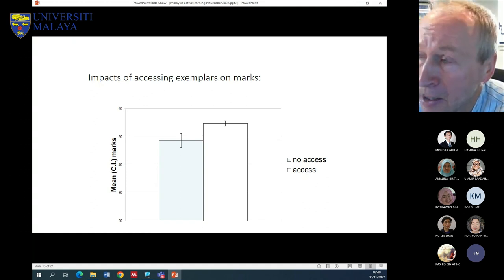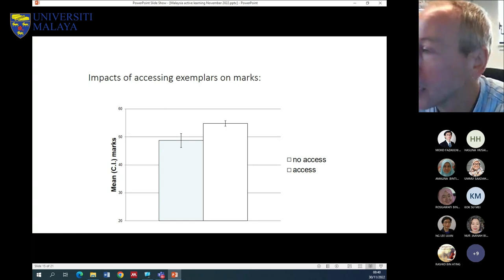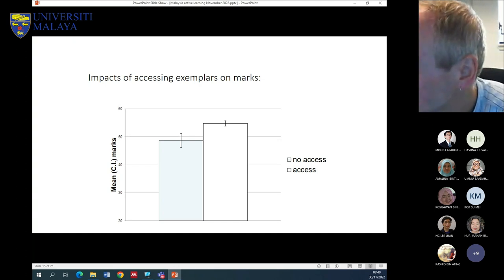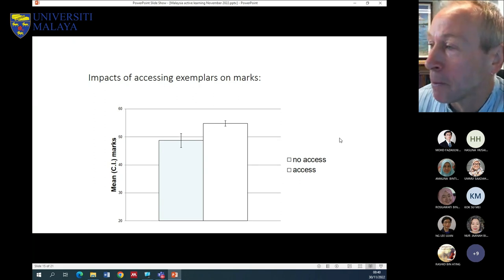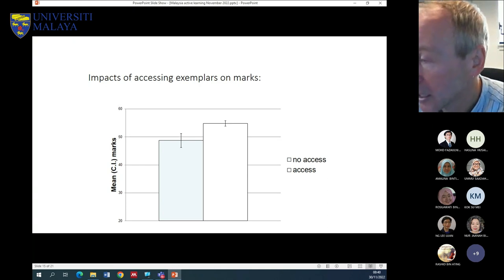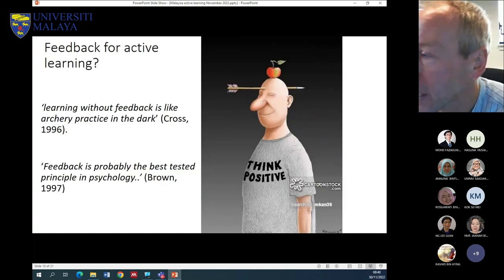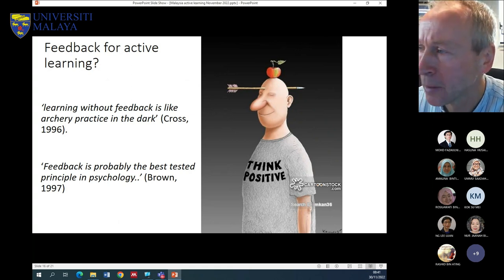And there's a highly significant difference here in the marks that the students achieved in their end of module assessments. Of course, this is confounded a bit because the better students, the more motivated students, are more likely to access those resources. So it's not perfect evidence, but nevertheless, it's evidence that looking at exemplars helps students engage with knowledge. So exemplars are important, and that helps put knowledge in context.